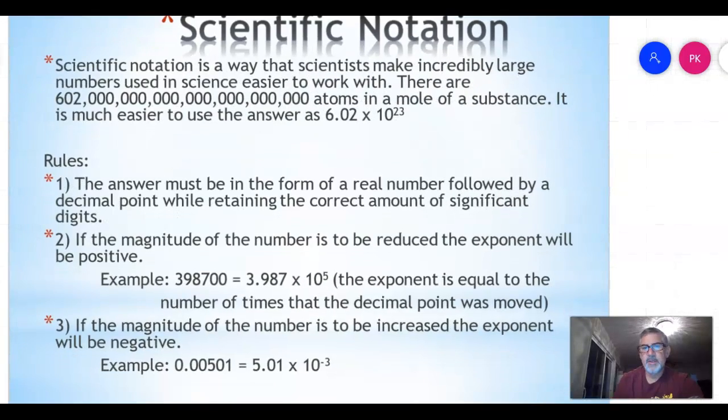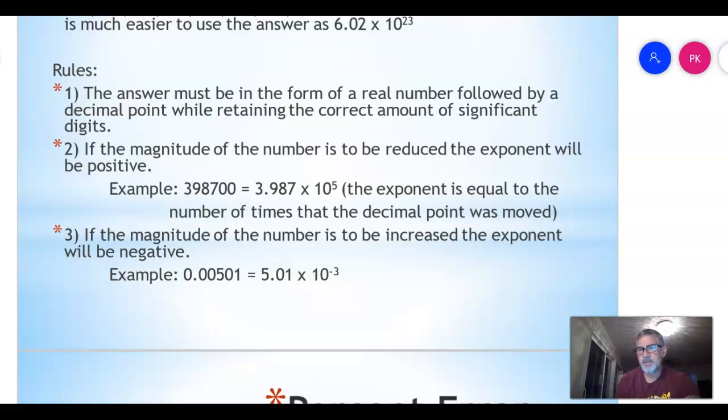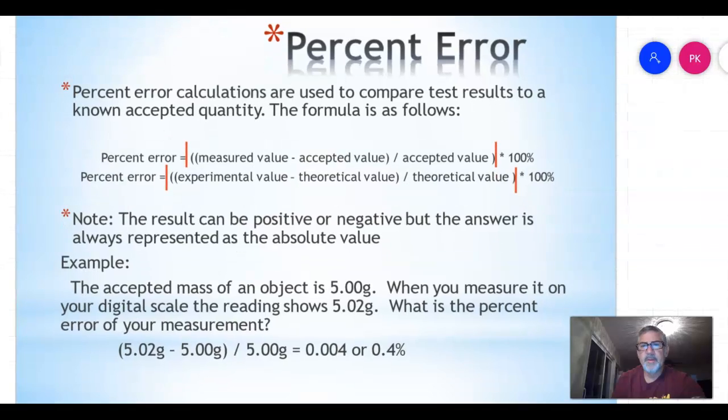Scientific notation. I'll let you go ahead and read about that. We put things in scientific notation. At this point, in this level of class, you should know how to do it. Percent error. We use percent error a lot in this class. In your advanced science class, you should use it a lot.